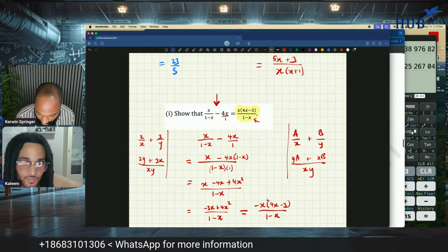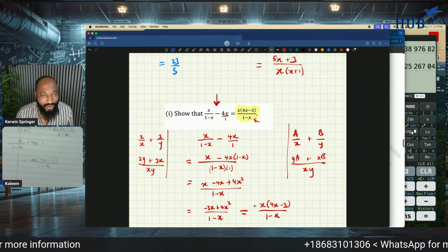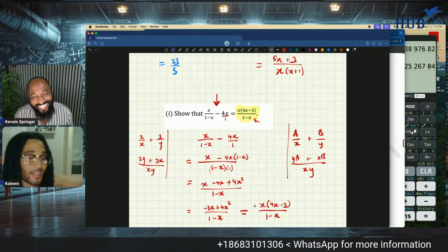Oh, this was positive, so I didn't need to pull it out negative. Yeah, it just came out like this. Yeah, it was just positive. Yeah, well done, Kalim. You're showing the answer? Yeah.